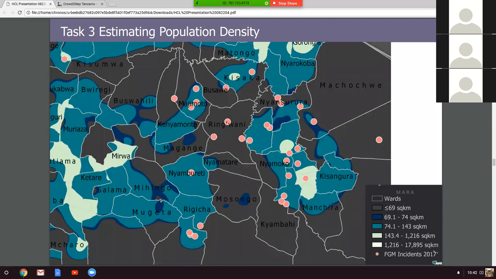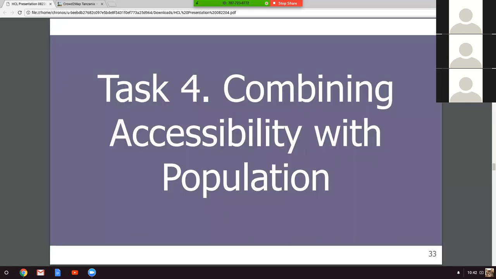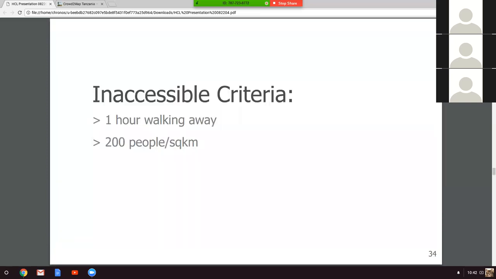So then how does population density relate to FGM? In fact, lots of FGM cases are recorded in low population density areas, which is shown in this map in gray, dark blue, and the blue color. With the population density, it will be interesting to see which areas are actually inaccessible. By inaccessible, I mean areas that are more than 1 hour away from either healthcare, primary school, or secondary school, yet those areas have more than 200 people per square kilometer.